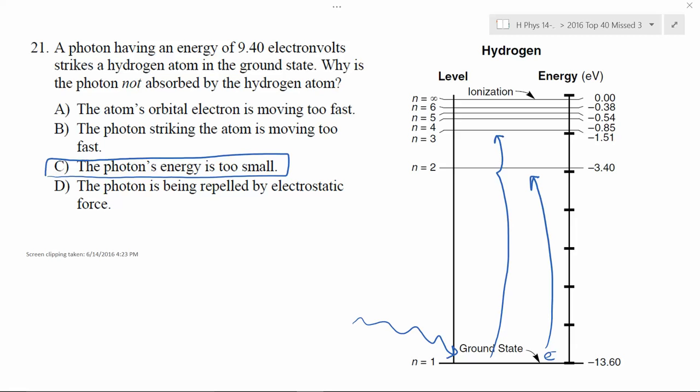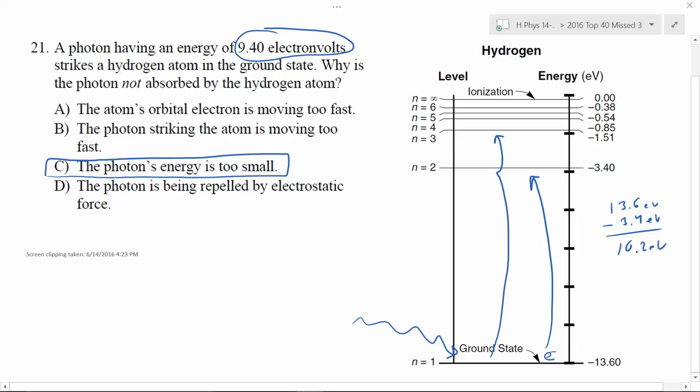Now, in this particular case, they only used 9.4 electron volts coming in. The difference, if we take 13.6 minus 3.4 electron volts, that gives us 10.2 electron volts. That means this photon doesn't even have the energy necessary to get up to the second energy level, let alone the higher ones. So it simply cannot be absorbed. It doesn't have enough energy.